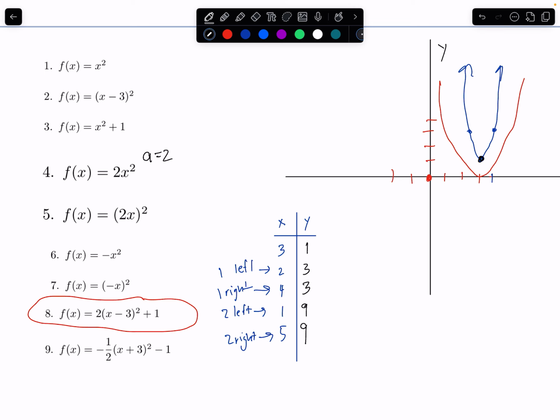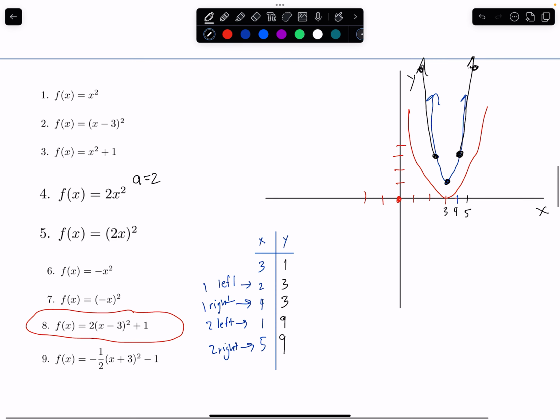That's this point here. 2 comma 3. That's this point here. 4 comma 3, which is right here. Then additionally, I have 1 comma 9. That's like somewhere over here. So this should have actually connected that way. And then 5 comma 9. This is 3, 4, 5 right here. So something like over here. So this should have actually connected that way. Yeah. So there you go. Okay, that's how you do it.